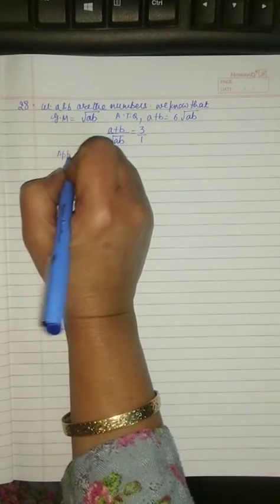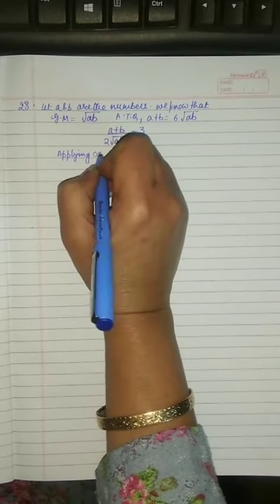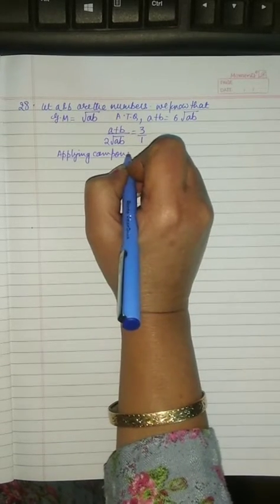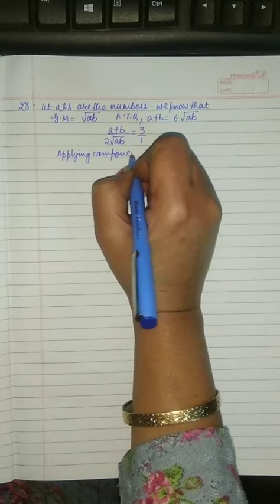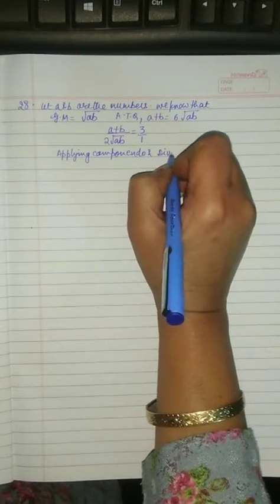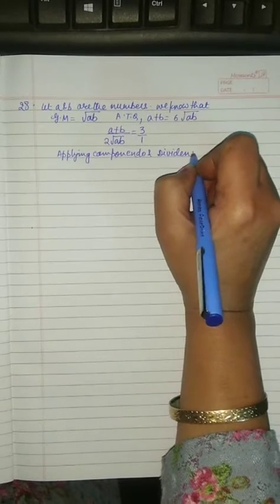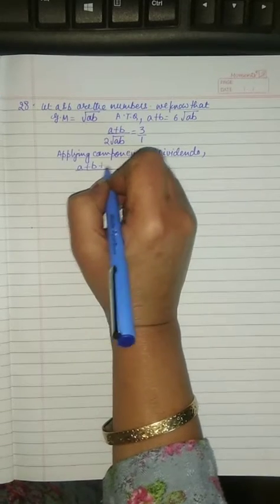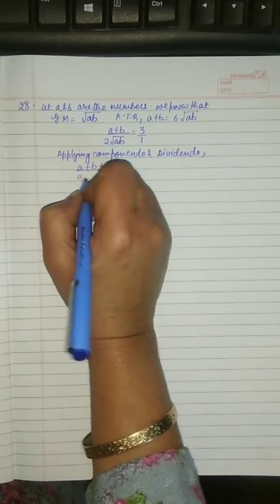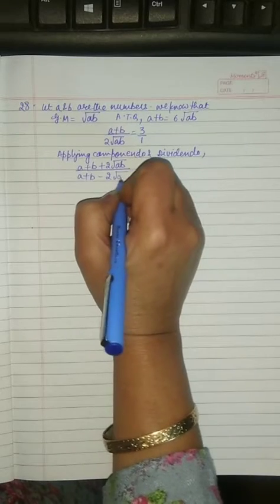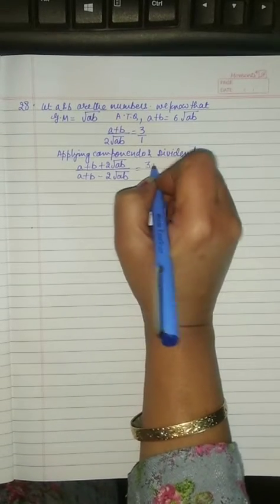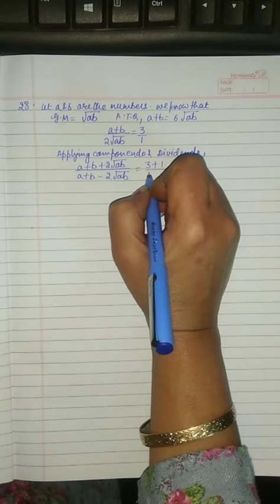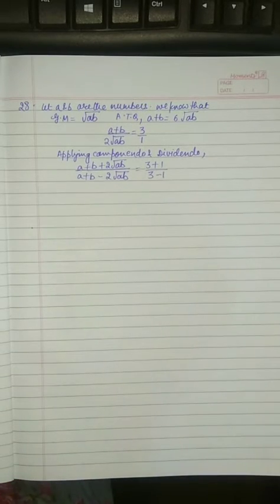Now we will apply componendo and dividendo. So we'll write, applying componendo and dividendo, we have A plus B plus 2 under root AB upon A plus B minus 2 under root AB is equal to 3 plus 1 upon 3 minus 1.